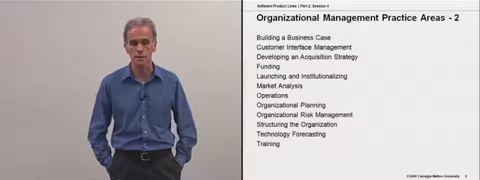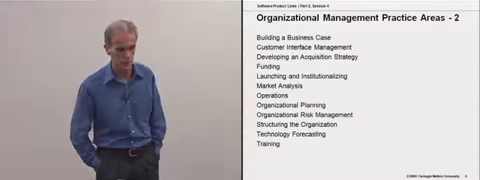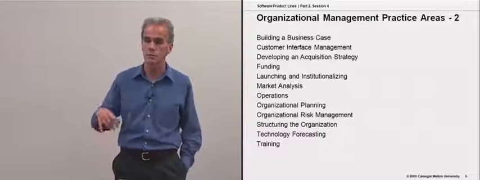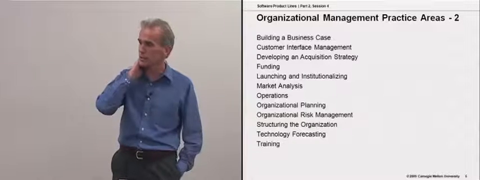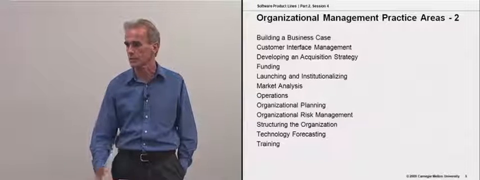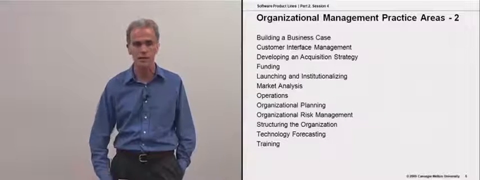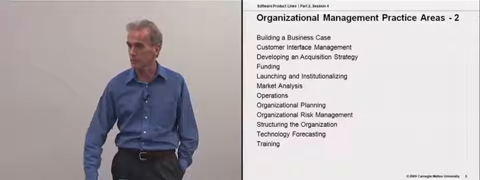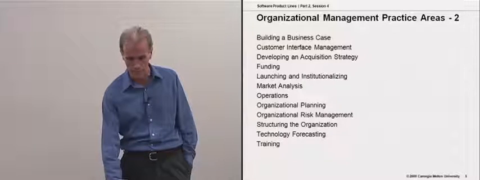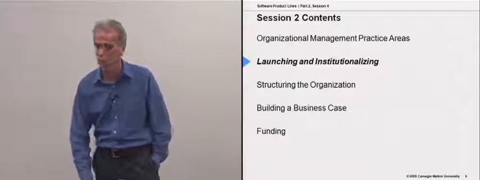So a lot of high-level strategic areas of concern that would not be the direct concern of the people working at the level of core asset development and product development. This is why you need to have a product line champion and people at this level in the organization taking care of these kinds of practices.